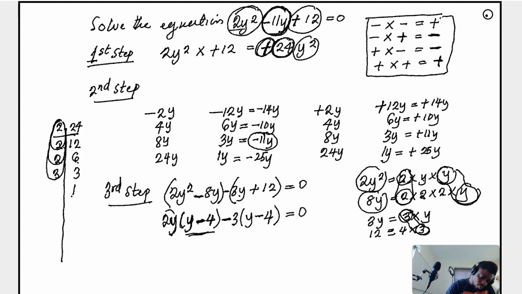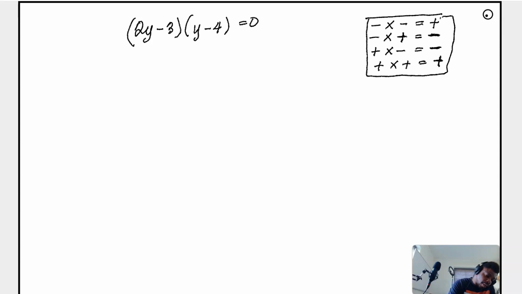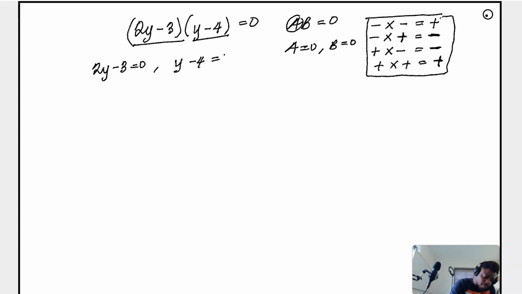So 2y minus 3y is what is outside. So 2y minus 3 is what is outside. Put that in a bracket. Remember, this one and this one are the same. You just write one of it, y minus 4 is equal to 0. So here, AB is equal to 0. That means A is equal to 0 or B is equal to 0. So my A is the same thing as this. So this is 2y minus 3 is equal to 0. Then my B is this. So y minus 4 is equal to 0.